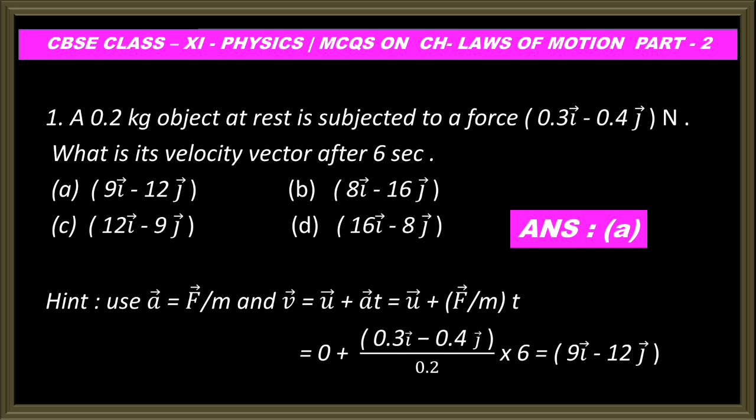Question number 1. A 0.2 kg object at rest is subjected to a force 0.3 i minus 0.4 j Newton. What is its velocity vector after 6 seconds? 4 options are given to you. Now you have to find the correct answer. Velocity vector can be written as v equal to u plus at, and a can be written as F by m. So velocity vector becomes v equal to u plus F by m into t. So after putting the value, you will get the correct answer A.